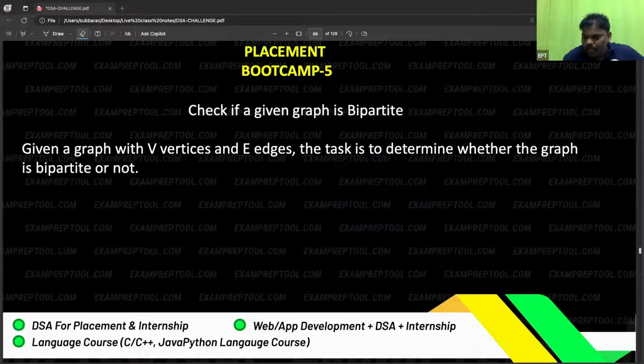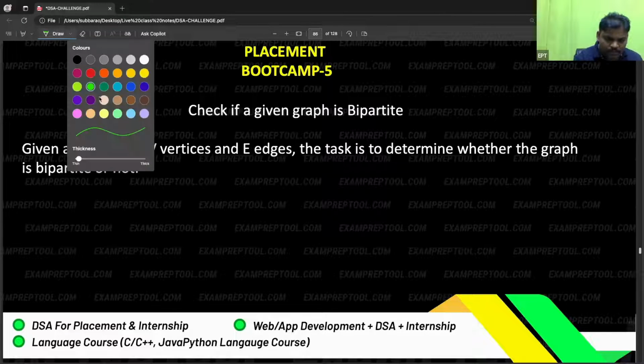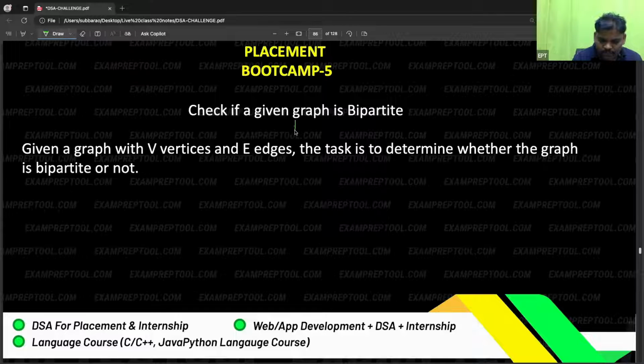So in this Bootcamp 5, I'm going to solve one of the famous problems of computer science, that is, check if a given graph is bipartite. So what it means, let's see a little more elaborated way I have written. Given a graph with V vertices and E edges, the task is to determine whether the graph is bipartite or not. Let me explain, first of all, what is a bipartite graph.